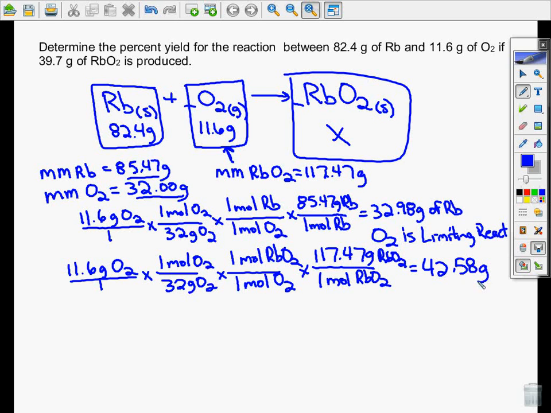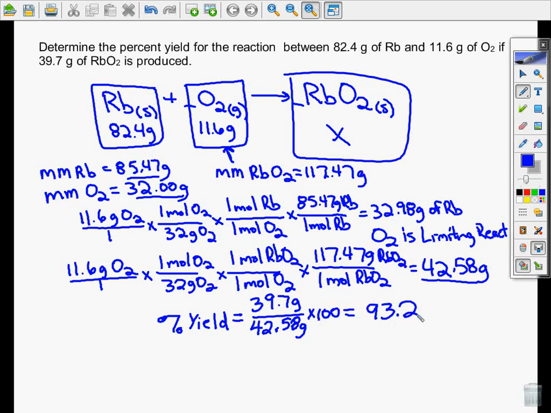Well, here's my problem. I want to know the percent yield. I should have gotten out, if it went to 100% completion, 42.58 grams. But I only got 39.7 grams. So in order to get the percent yield, it's going to be equal to what I actually got out, which was 39.7 grams. Divide that by the maximum I could have gotten out, 42.58 grams. We'll do sig figs here in a second. Multiply that by 100, turn it into a percent, and I would get my percent yield as being 93.2%. And that is your answer. Once again, there are a couple different ways to do this. If you just wanted to start off and find how much rubidium oxide you would have gotten from each of those reactants, if you would have used them all up, you could have done that.